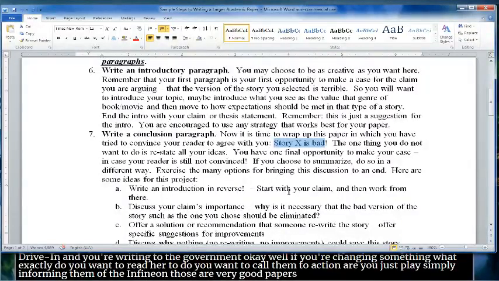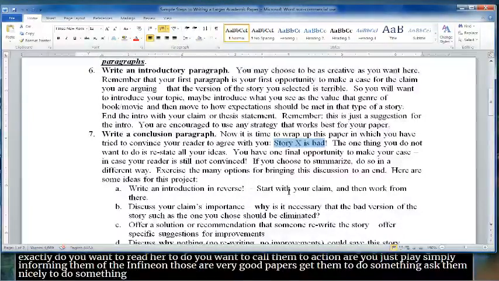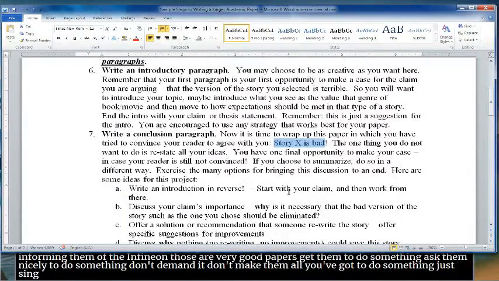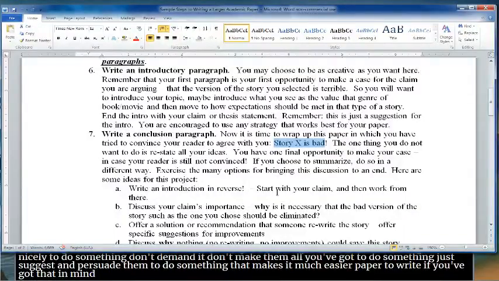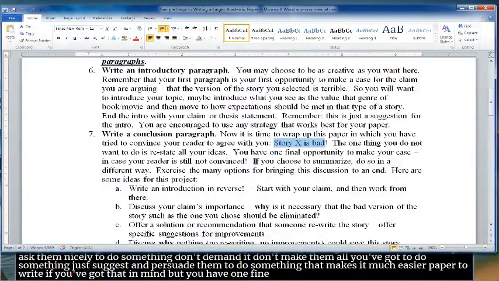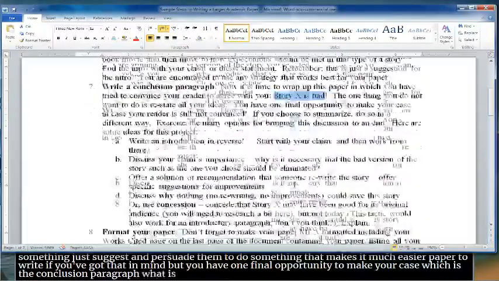Get them to do something. Ask them nicely to do something. Don't demand it. Don't make them feel like, you've got to do something. No. Just suggest and persuade them to do something. That makes it a much easier paper to write if you've got that in mind. But you have one final opportunity to make your case, which is the conclusion paragraph. What is the main point of this paper?